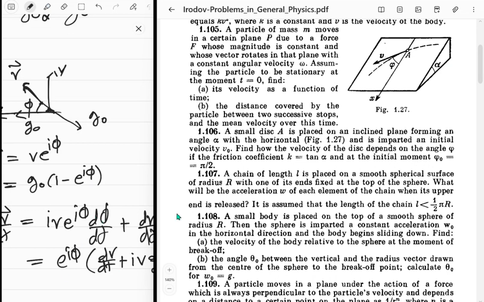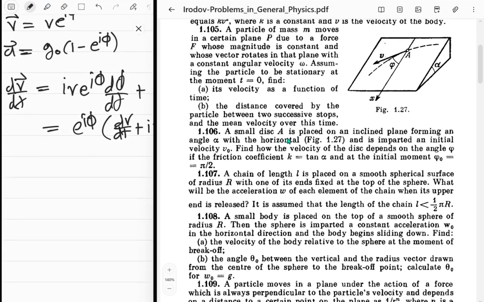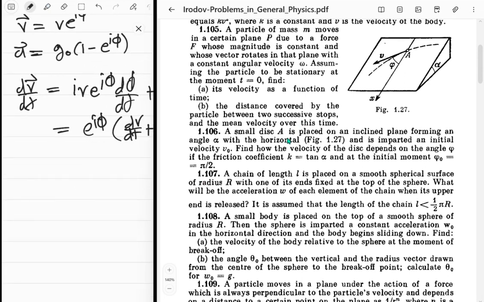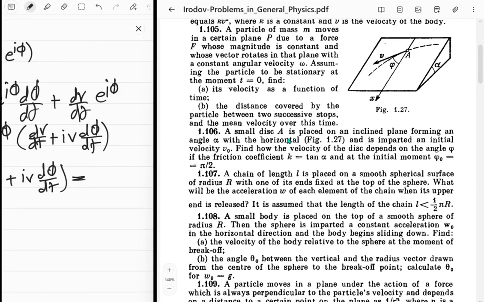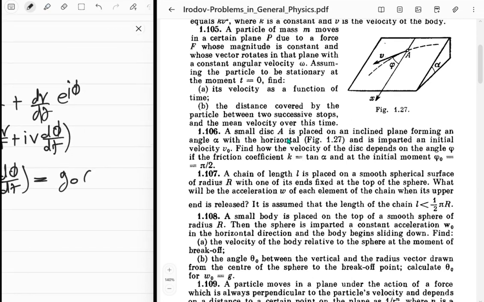So basically what we are seeing is that, okay, fine. And then what's this acceleration? You just have e power i phi dv upon dt plus i v d phi upon dt is equal to this, like this. Cool.